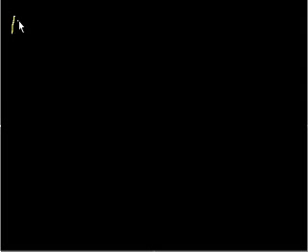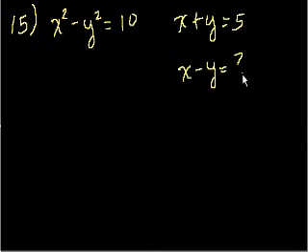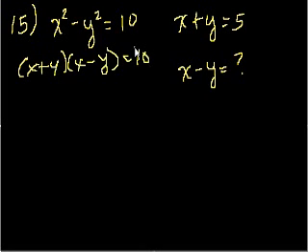Problem 15. If x squared minus y squared is equal to 10, and x plus y is equal to 5, what is x minus y? Before I even read the rest of the question, when I saw this, it should be your knee-jerk reaction when you take the SAT. When you see x squared minus y squared equals 10, you should say, well, that's the same thing as x plus y times x minus y is equal to 10. You just factor this difference of squares immediately. You almost can do that before you read the rest of the question.